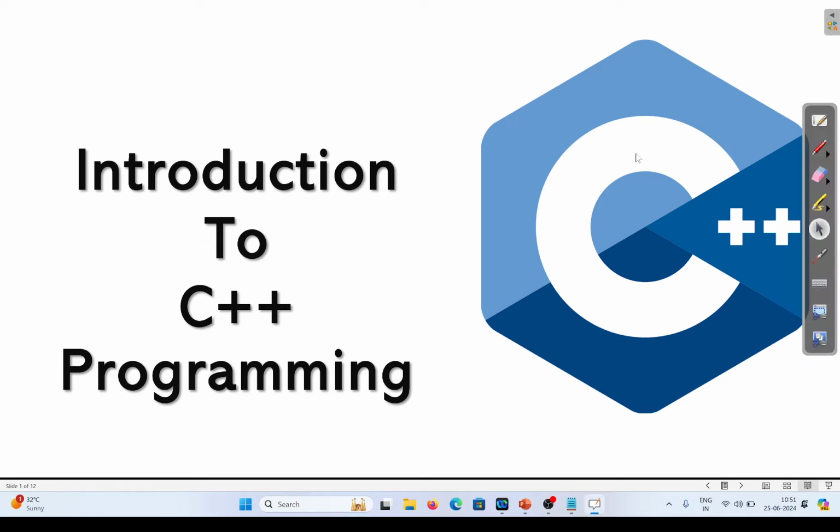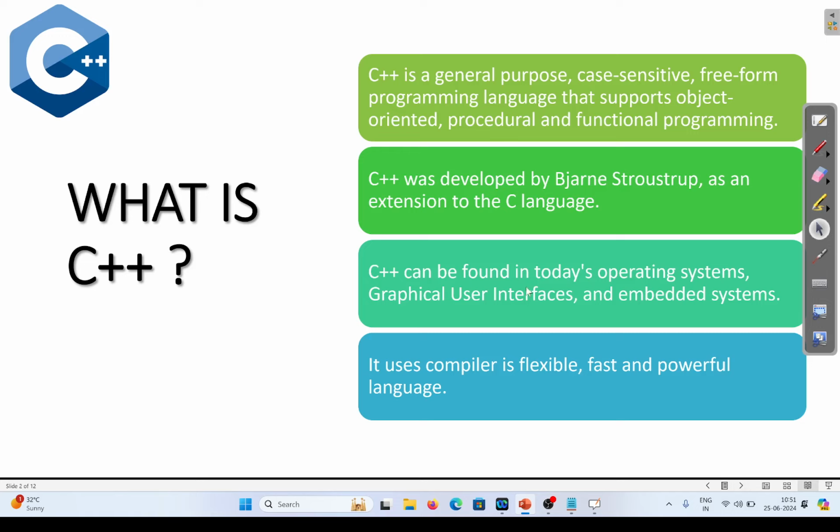So basically, C++ is a general purpose, case sensitive, free form programming language that supports object oriented, procedural, and functional programming. So this is the basic definition. The definition says multiple things. First, it is case sensitive, then it is a free form programming language, and then it supports object oriented, procedural programming, and functional programming. Now let's understand each of the statements.